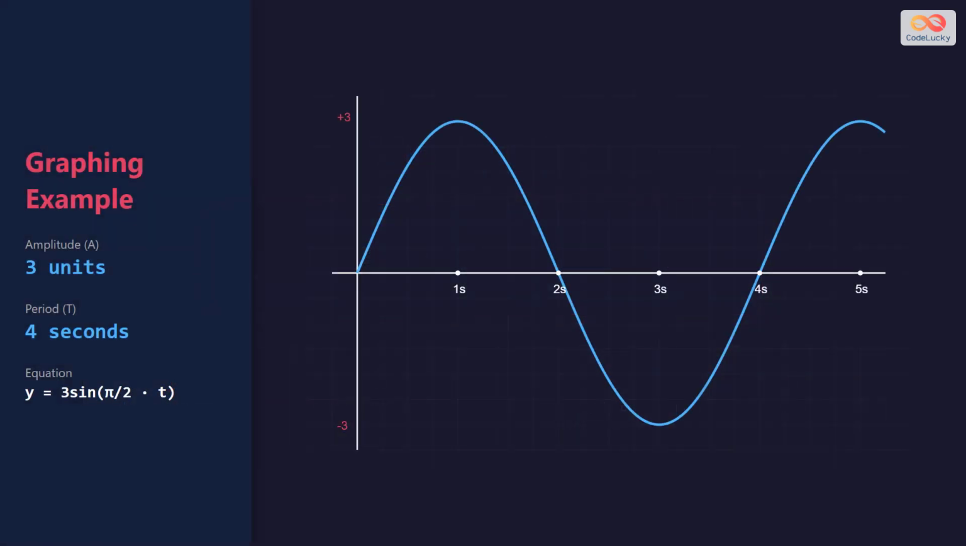Let us look at a specific example. Suppose we have a pendulum that swings 3 units to the right and takes 4 seconds to complete a full cycle. Our amplitude is 3 and our period is 4. We calculate b as 2 pi divided by 4, which simplifies to pi over 2. The resulting graph shows a wave that goes up to 3, down to -3, and repeats every 4 seconds.